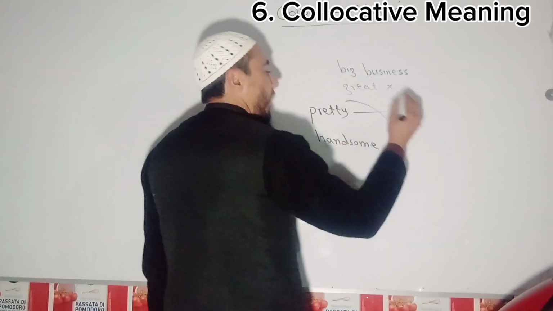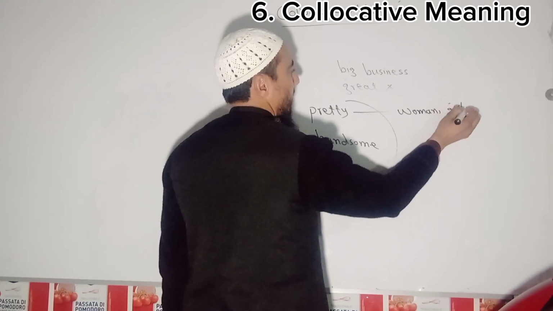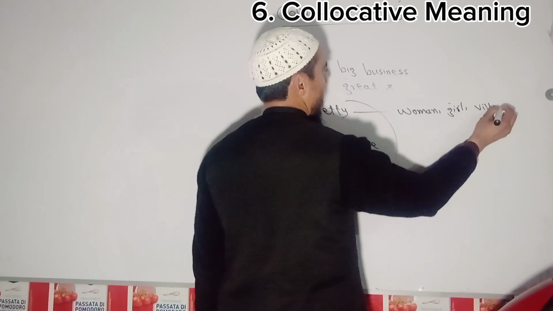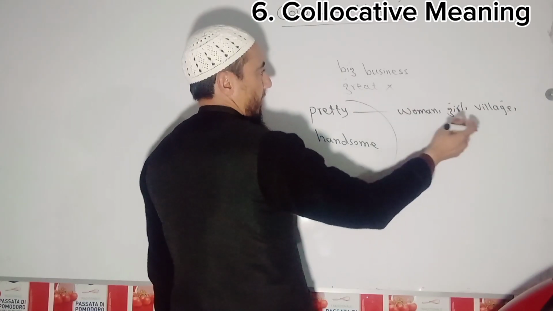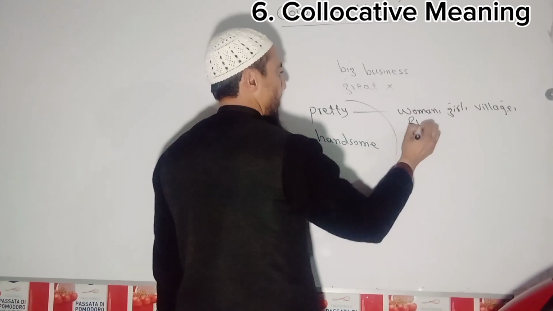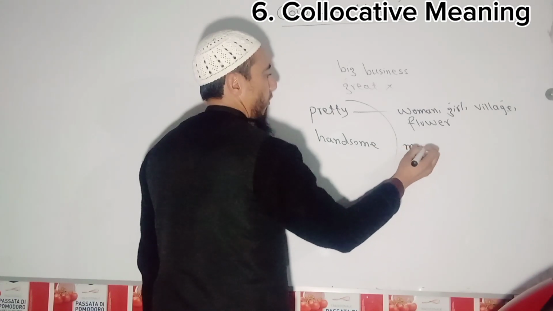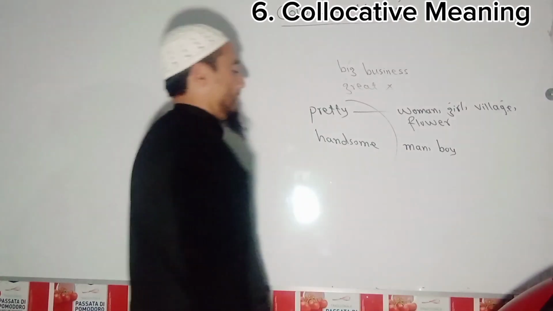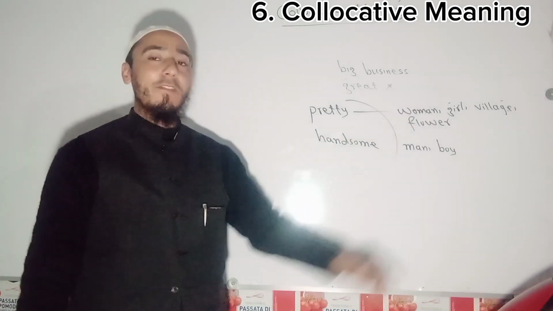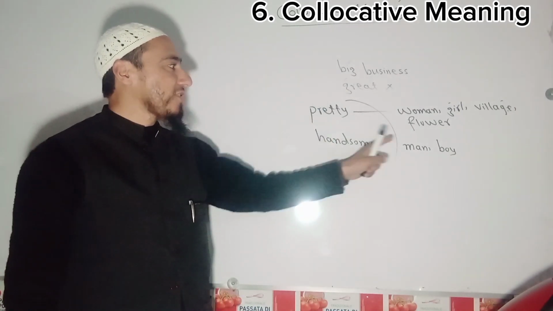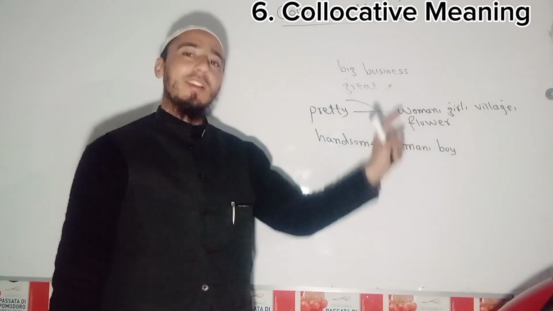For example, pretty collocates with woman. Pretty also collocates with girl. It collocates with village. And it also collocates with, for example, woman, girl, village, and flower. On the other hand, handsome collocates with man or men, boy, etc. Now, listeners and audience, you can say pretty woman, pretty girl, pretty village, and pretty flower. However, you can't say pretty boy or pretty man, because pretty collocates with woman, girl, village, and flower.